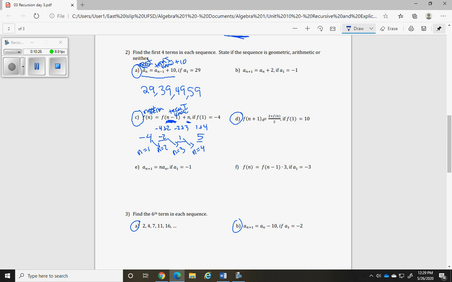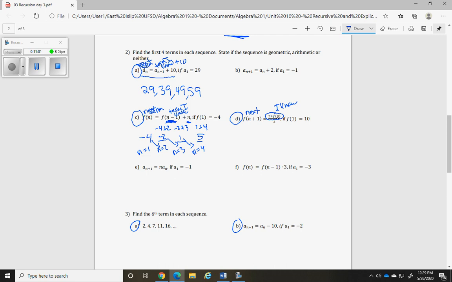And I only wanted to do D, not because it's hard. I think you could probably do this without me, just because of the way it's written, I don't want you to get confused. So this is the next term. This right here is what I know. And what I know, I'm going to add on 2 to it, and then divide it by 2. So you have to follow the order of operations. Since all of this is in the numerator, you do that first and then divide by 2 second.